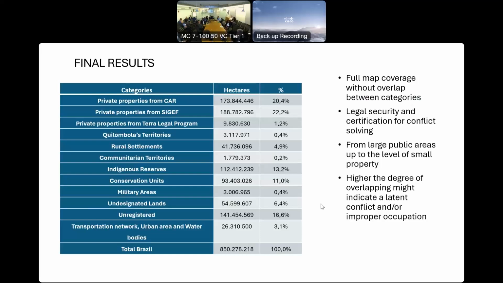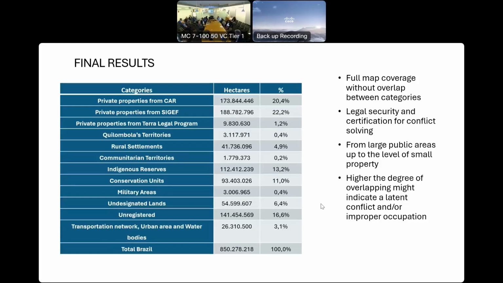How much of that is still without use? And we also know from other literature and investigations we did that most of the deforestation occurs exactly on those kinds of land, because nobody is owner, nobody knows, and so they occupy, deforest, and then they try to legalize it. So this is what we have to work with more urgently, I think. So: full map cover, legal security for large public areas.